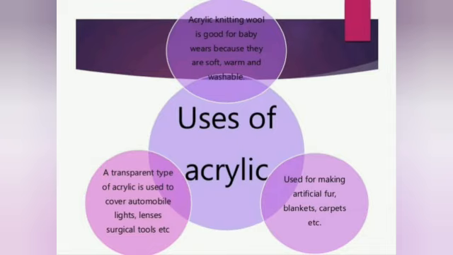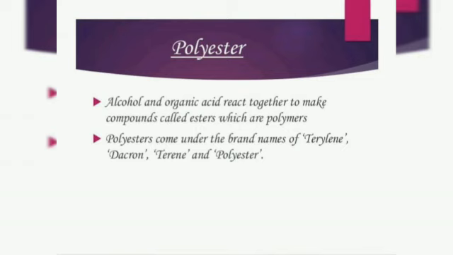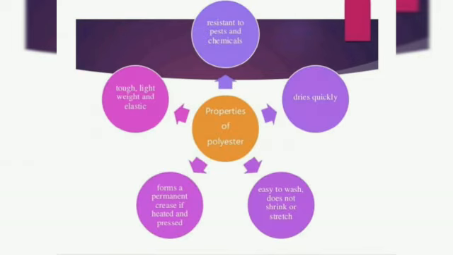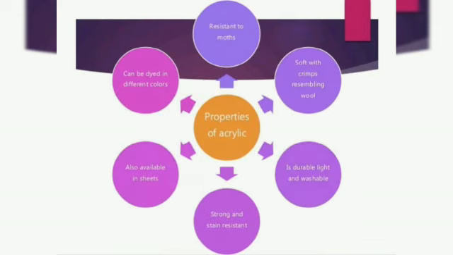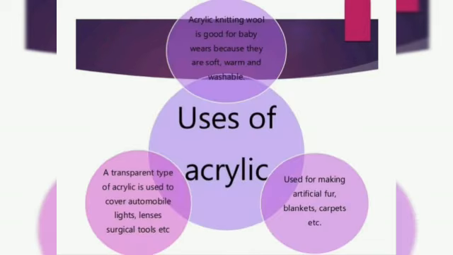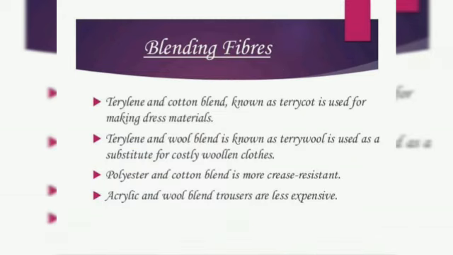Yes, children. So far we have finished with polyester, properties of polyester, uses of polyester, acrylic, properties of acrylic and uses of acrylic. So now we will start with the blending fibers. Blending fibers are nothing but the terylene and cotton blend known as terrycot, which is used for making dress materials. Terylene and wool blend is known as terrywool, which is used as a substitute for costly woolen cloths. Polyester and cotton blend is more crease resistant. Acrylic and wool blend trousers are less expensive.